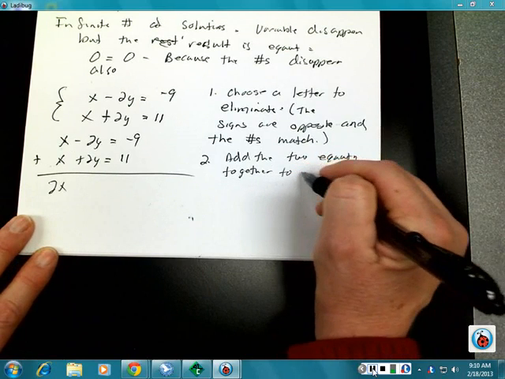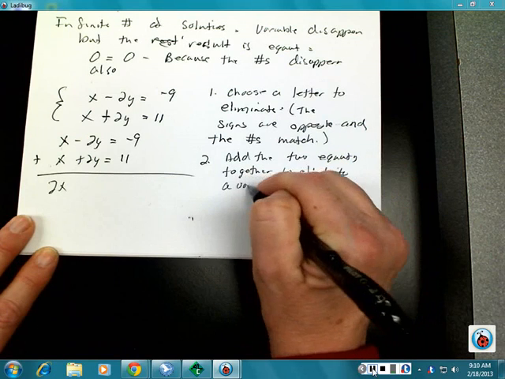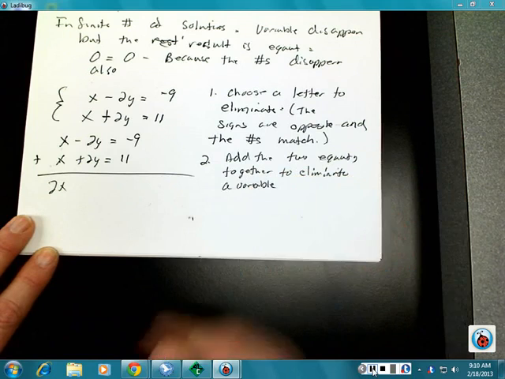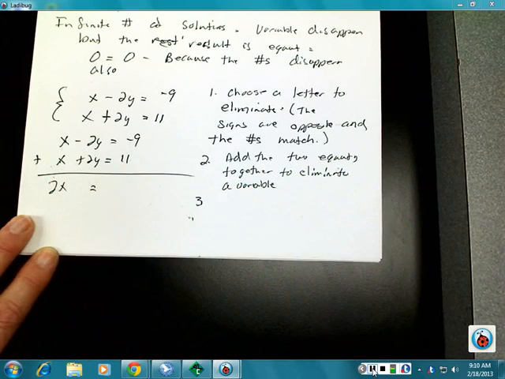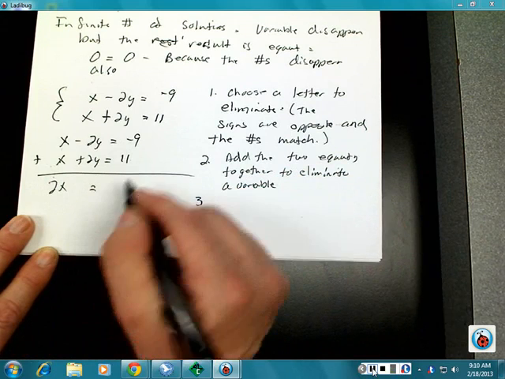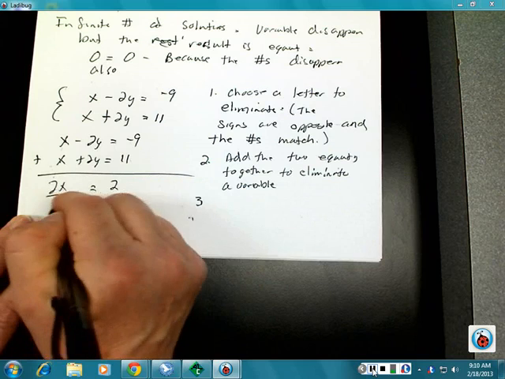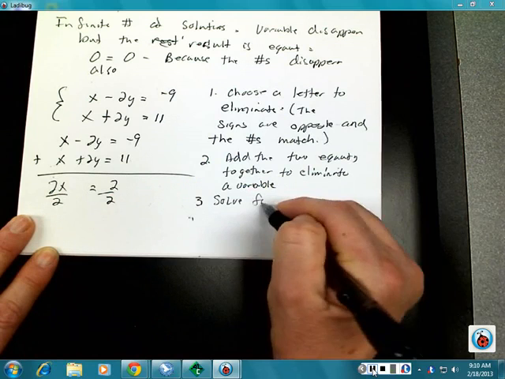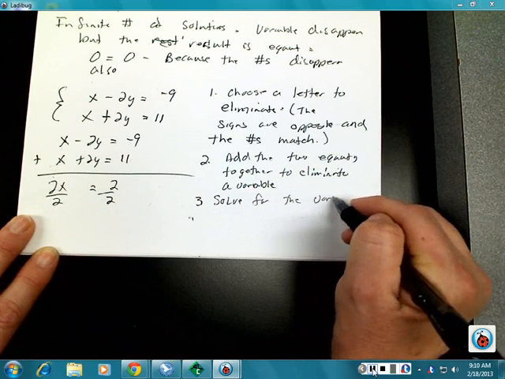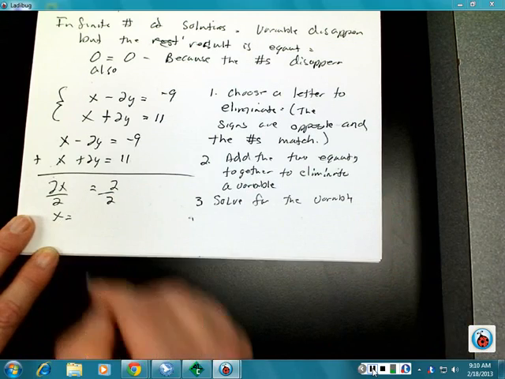To eliminate a variable. So 2x and a negative 9 and a positive 11, what happens? I get a positive 2, right? Divide by 2. So in step 3, solve for the variable. So I get x is equal to 1.